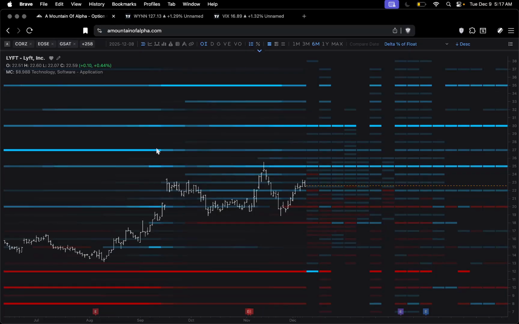Okay, same thing here, Lyft. I had a Lyft long, which I closed because Uber had bad results. I was targeting 25, went to 25 and it reversed. Okay, fine, perfect, great. I got out of the trade and it's done nothing since then.